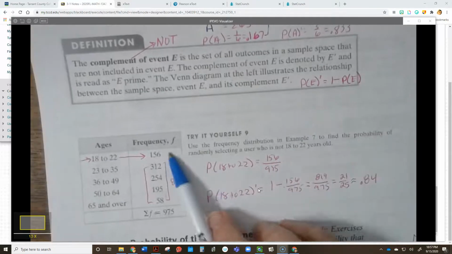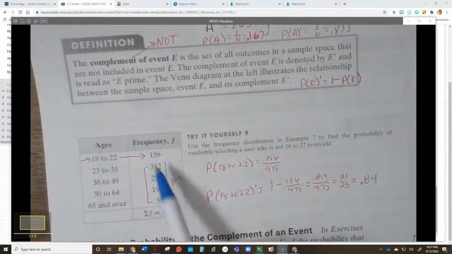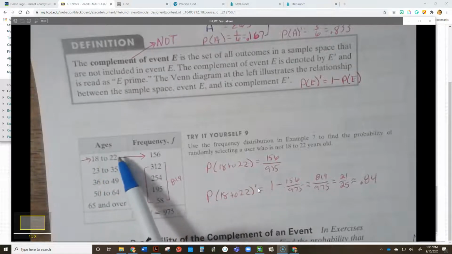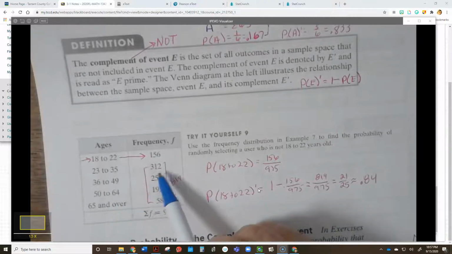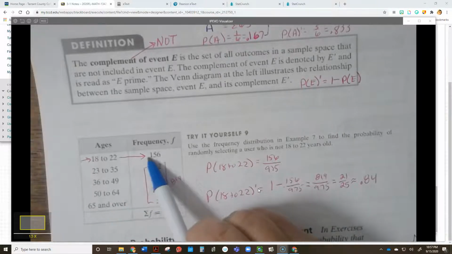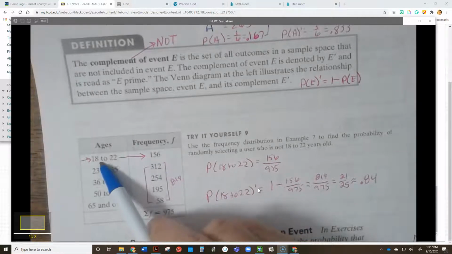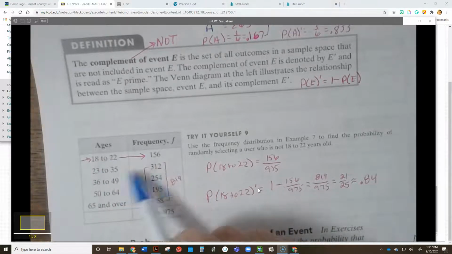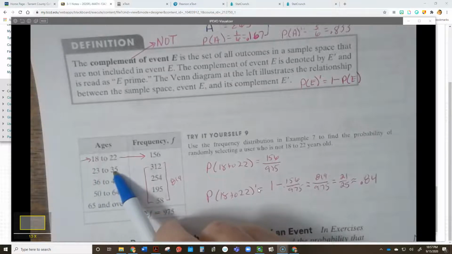So here's an example. Here's a frequency distribution. You see they've got classes. How many classes do we have? 1, 2, 3, 4, 5 classes. There are 156 in the first class. There's 312, and I guess those are people, since these are ages. There are 312 people between the ages of 23 and 35.